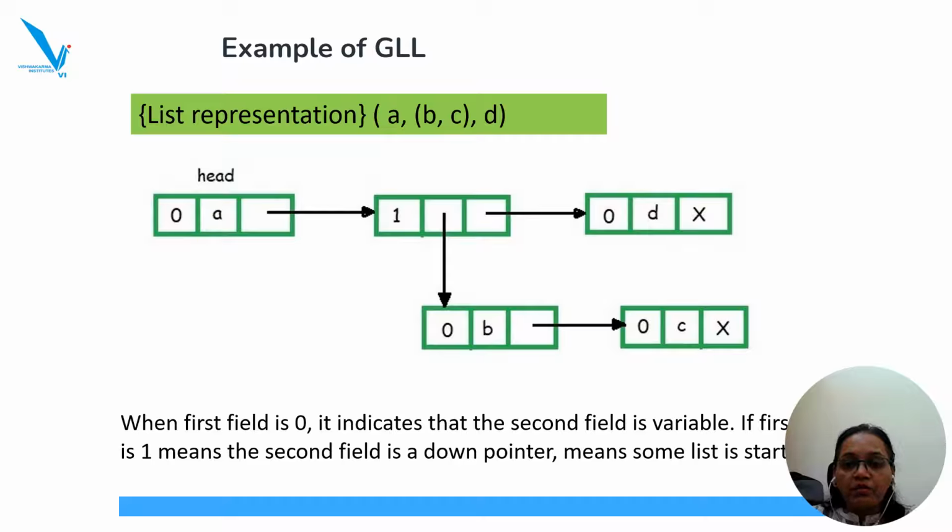Now for the second node, the down pointer goes to the sublist, and the next pointer is also available to connect to the next element in the list. The next element is again a single element, so flag is 0, data is D, and it is the last element, so the next pointer is null. So this is how GLLs are represented.